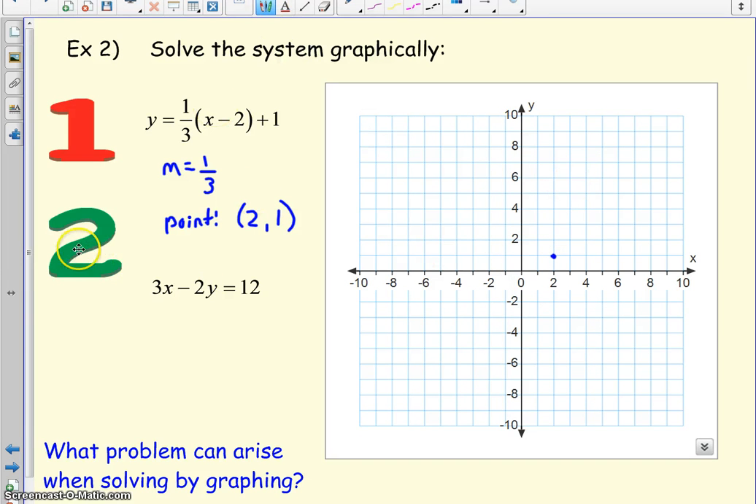The second equation is 3x minus 2y equals 12. You have to either put that in slope-intercept form or solve for the x- and y-intercepts and make the graph that way. So give that a try on your own. If you're stuck, ask for help or work with a partner, and see if you can find the point of intersection for this one. Push play and go through the answers together.